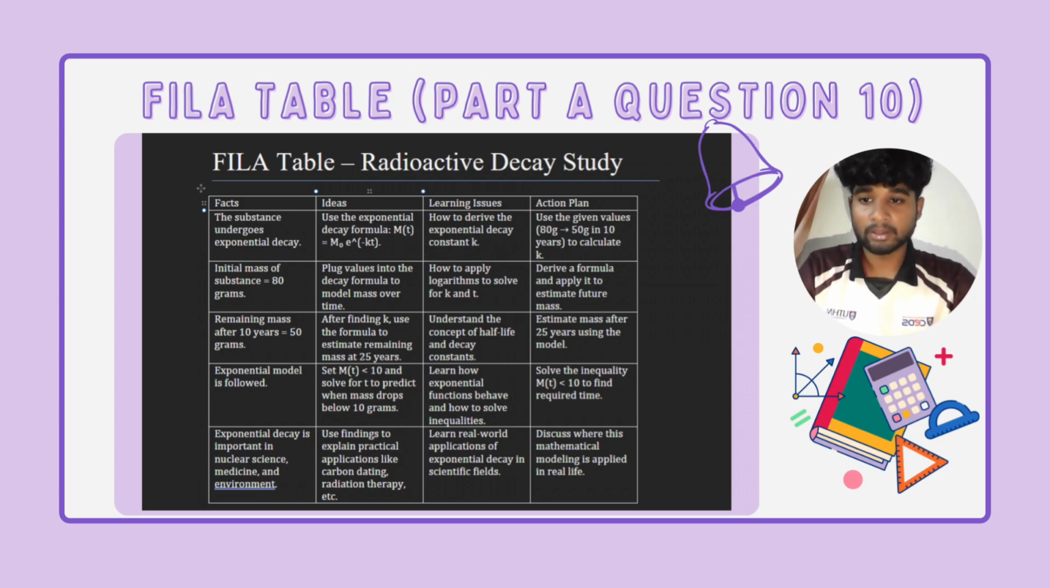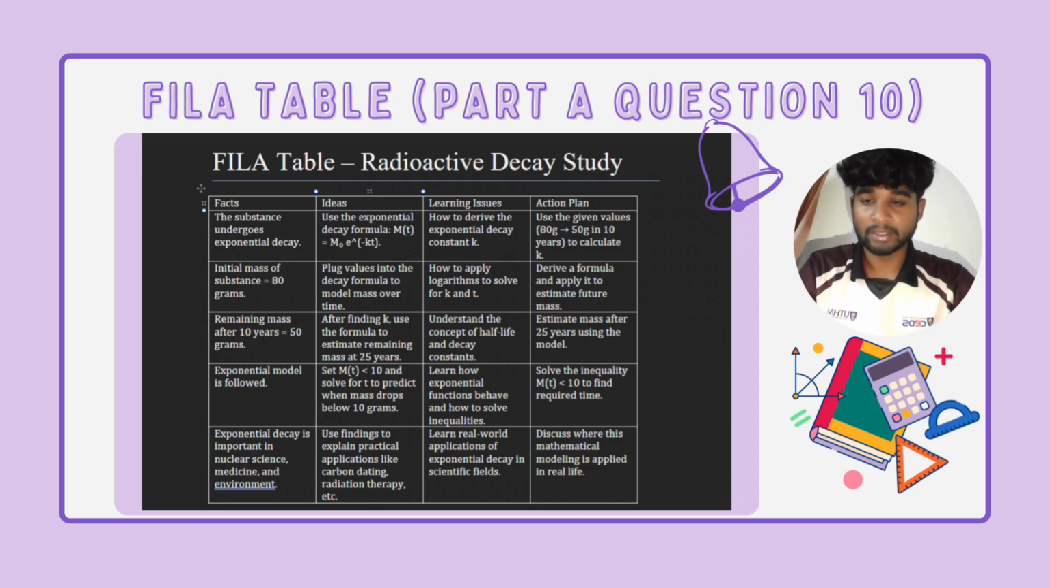Once we determine the decay constant k, we can estimate the remaining mass at any time, for example, after 25 years. Also, we can predict when the mass will drop below a certain threshold, such as 10 grams. This is useful for understanding half-life and decay behavior.